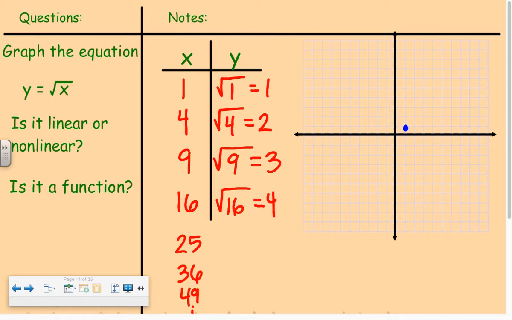But 1, 1, 4, 2, 9, 3, 16, 4 would be somewhere out here. So the square root, if you kept going, it's going to be kind of something like that, but it's not going to be a straight line. So we're still going to say nonlinear, and yes, it is a function.